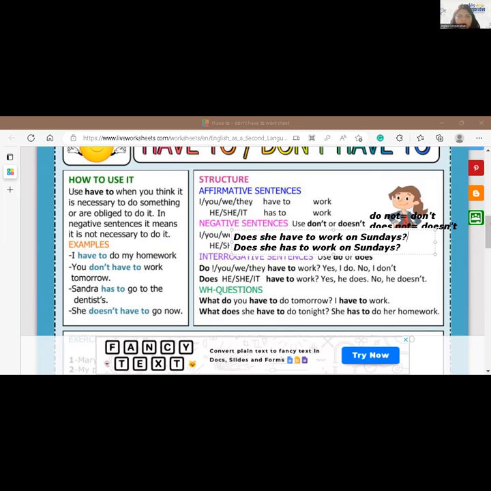Number two, but look at this. Look at the structures. Do I, you, we, they have to? Questions. Does he, she, it have to? So in questions, you have to use the base form. It doesn't matter if that is third person, okay? Yes. Does she have to work on Sundays? Is it clear? More examples? Okay. Do you work? Does she work?